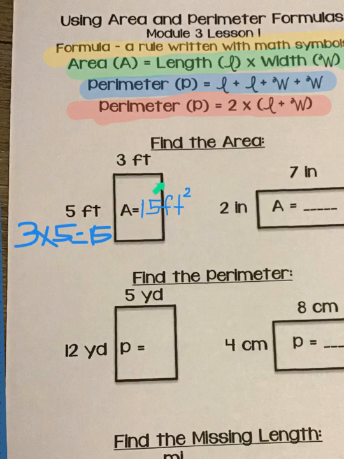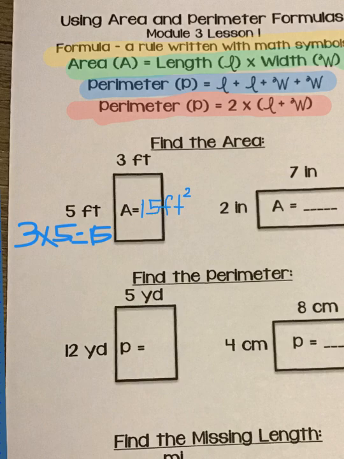There would be 5 rows, right? Because this is here. Of means multiply, 3. So there'd be 3 boxes across here that are 1 foot by 1 foot. Okay, so that's why we have to say feet squared.